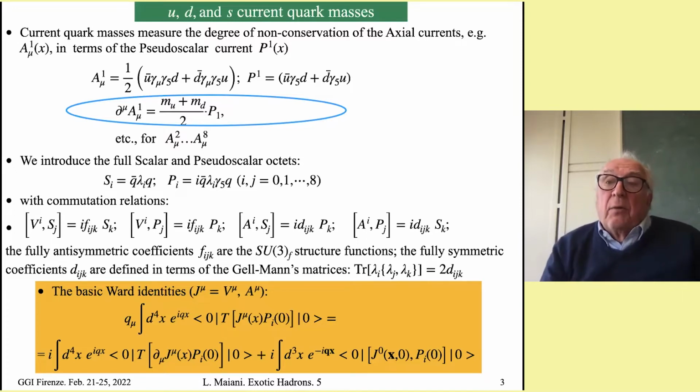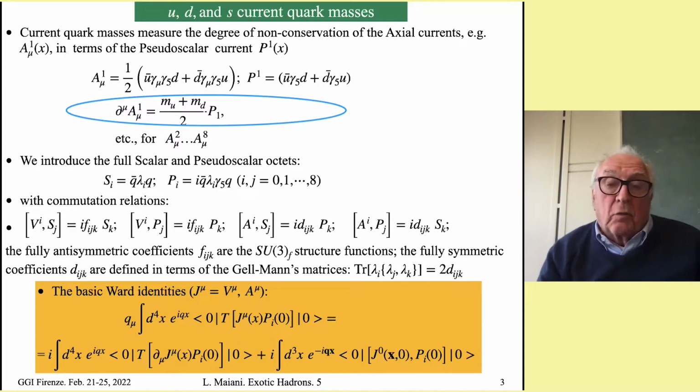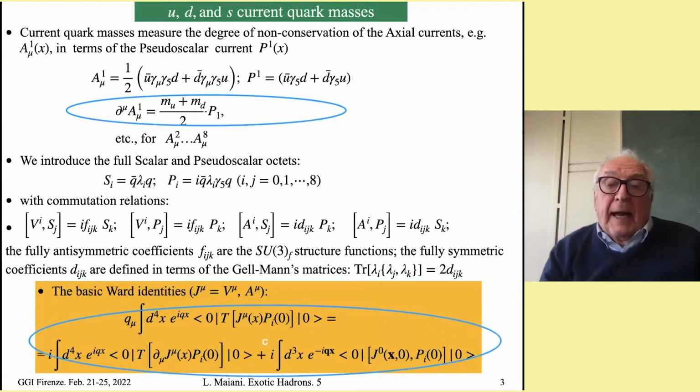That is, identities which arise when you multiply by q_mu the correlation function of one current and, say, one pseudoscalar density. You use the commutation relations and you bring q_mu, multiplied by the exponential, which is just the derivative, to the time-ordered product. There are two terms in which the derivative acts directly on the current. This is the first term, and another term takes into account the fact that the time-ordered product has in itself a theta function of t, and so the derivative of a theta function is a delta function, and you get an equal-time commutator. It's very well known.